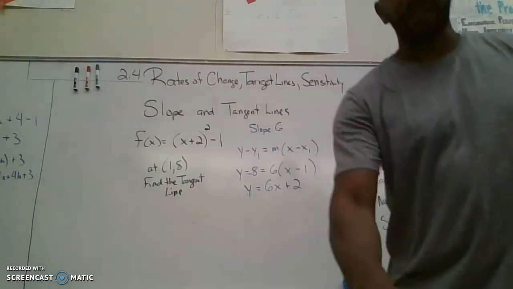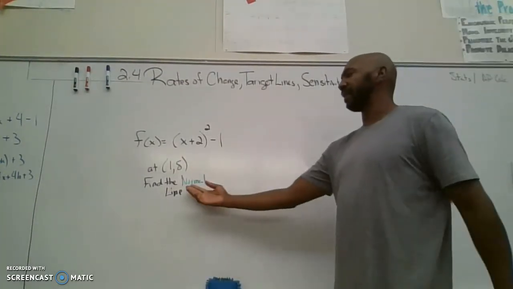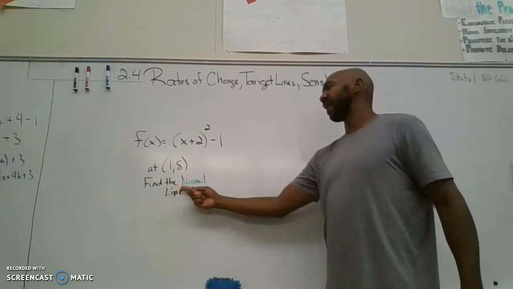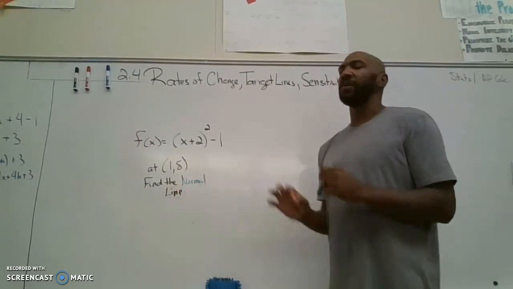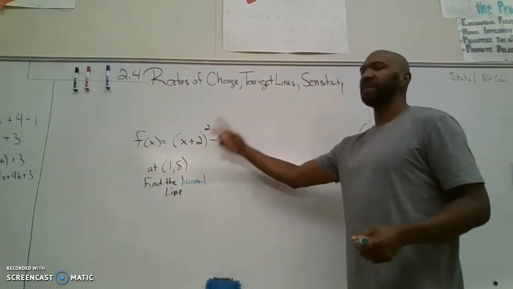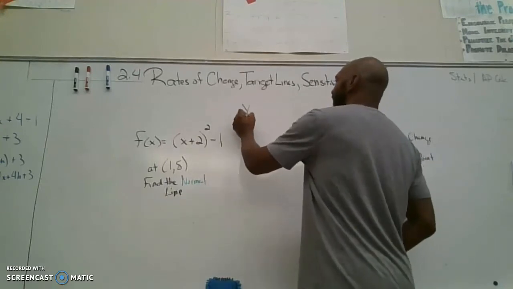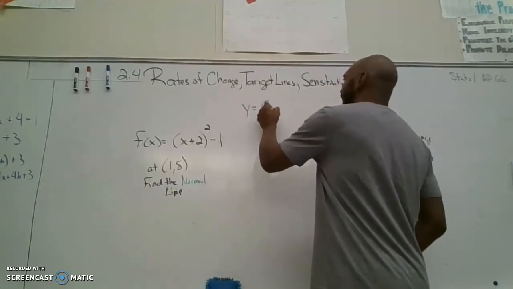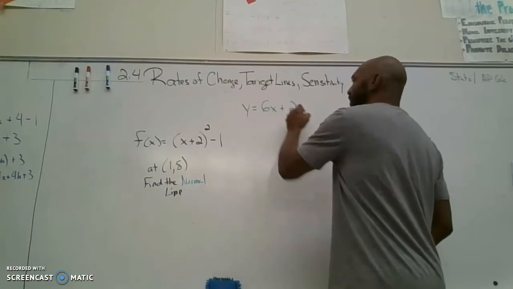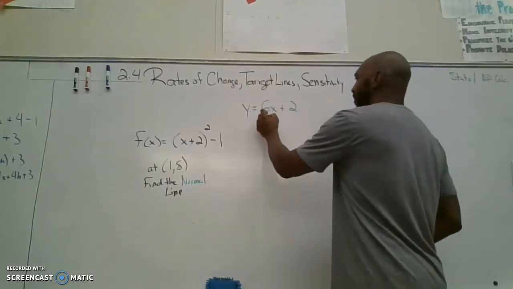The only adjustment that we're going to do is find the normal line. Okay, the normal line as opposed to the tangent line. So first off, we knew at this point here, we had the tangent line of y equals 6x plus 2. That is my tangent line. I want to focus in on the slope.